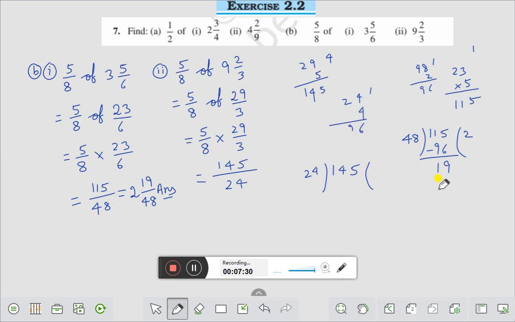Then you have to multiply 24 with 6. 4 sixes are 24, 2, here 4 twos... 4 sixes are 24, 2 sixes are 12 plus 2, 14, 144. It will be 6, that is 144. You subtract it, you will get 1. Therefore, the value of this is 6 whole 1/24. This is the answer.